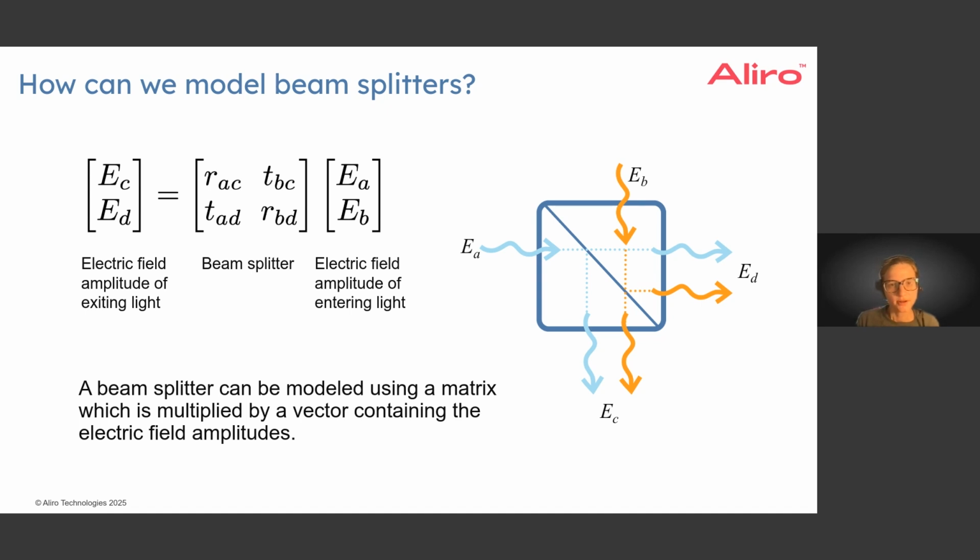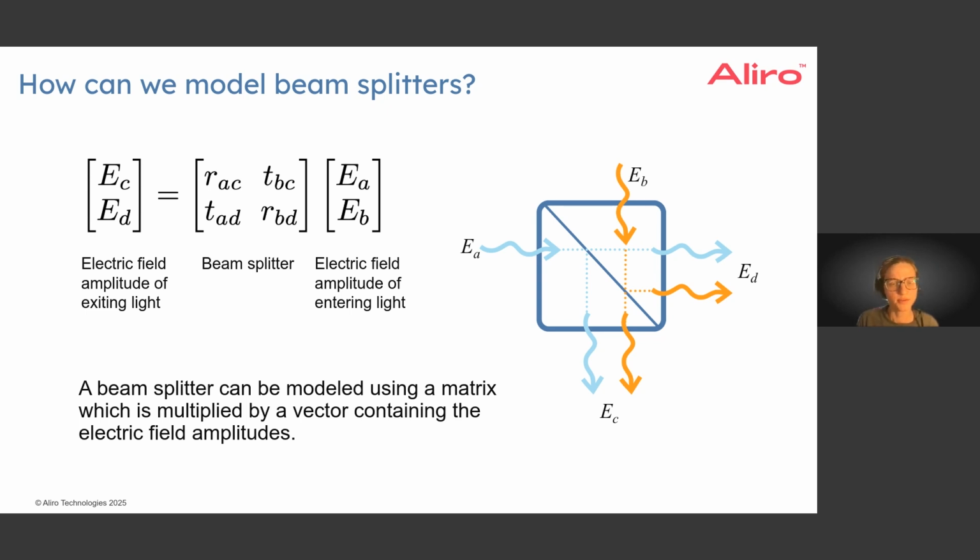So we can think about representing a beam splitter and the actions of a beam splitter as a matrix, where we multiply this matrix by a vector, or a column, and the column contains information about the incoming light. The top entry in this column is, in this case, the electric field of the light that's entering this beam splitter from the left. And the bottom part of this column, EB, is the electric field of the light entering this beam splitter from the top.